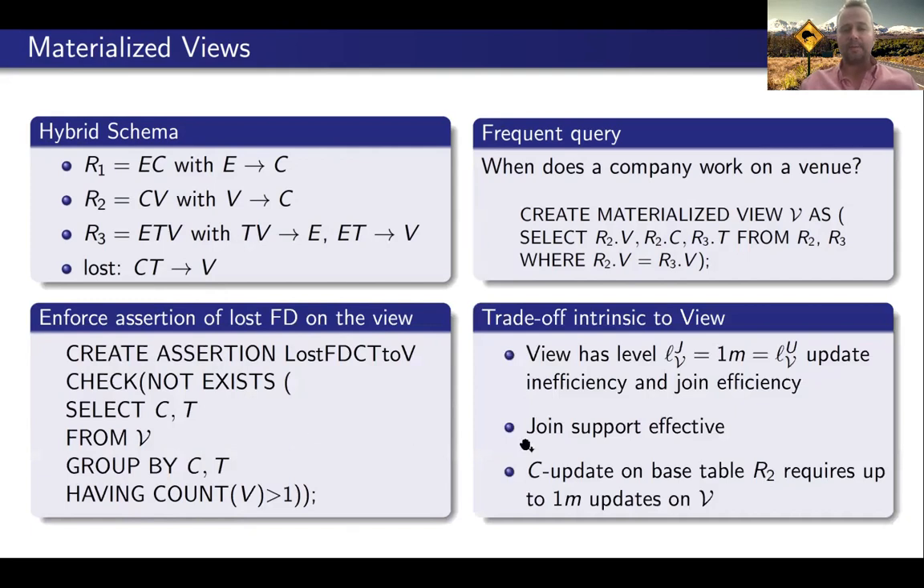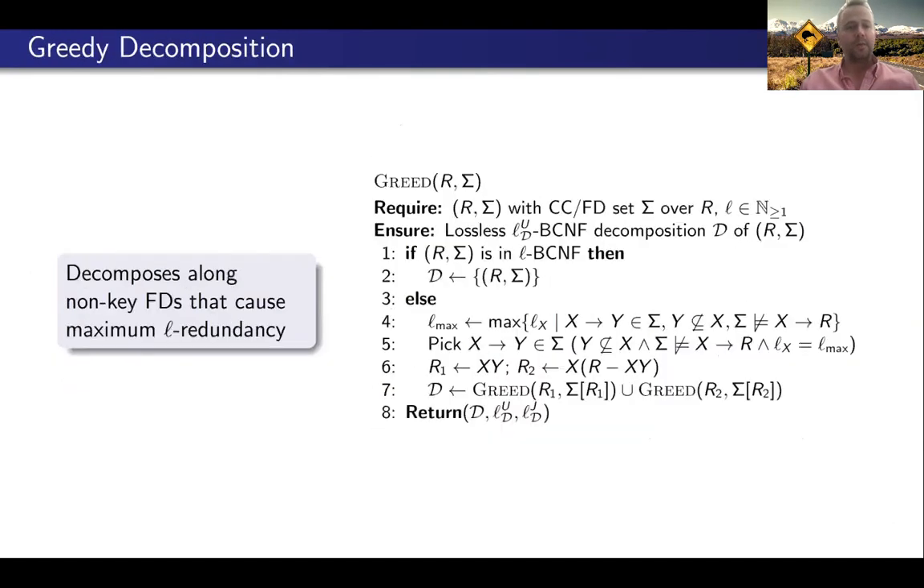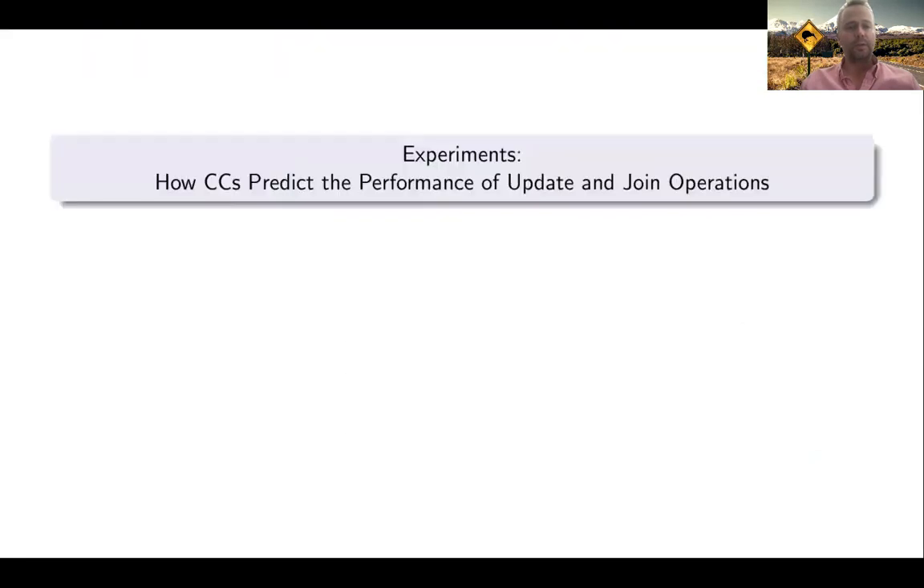And then again, our trade-off property is also intrinsic to the view, because the view has a level of incremental update maintenance and join efficiency of 1 million. So effective join support, but updates to C on the base table R2 need to be propagated to up to 1 million updates on the view. So that's of course highly inefficient. We're not going to go over the different algorithms in here, but want to turn to the experiments.